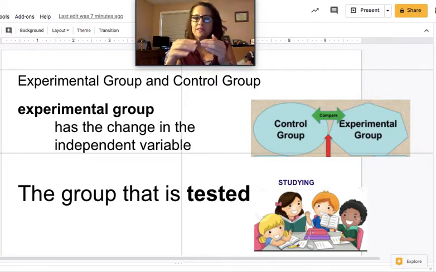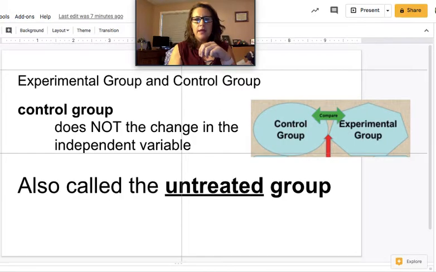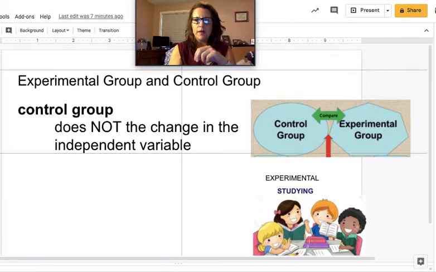So you always need something to compare that to. And that's where we get into the control group. The control group is the group that does not have the change in the independent variable. It is also called the untreated group. And it's really important to have this group so that you have something to compare your experimental group to. So back to our experiment, we have our experimental group, which was the group that was studying. Look how happy they look to be studying.